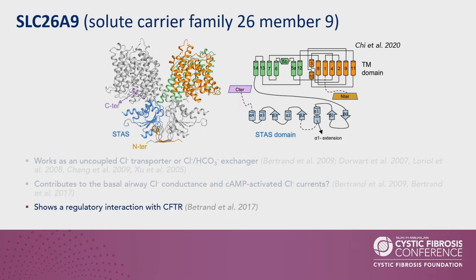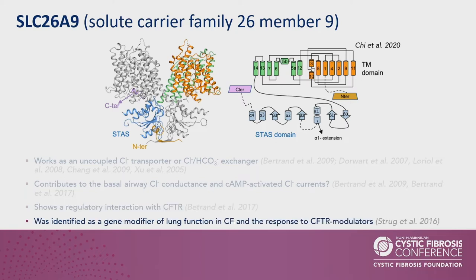A mutual physical and regulatory interaction has been shown for SLC-26A9 and CFTR. And it was recently identified as a gene modifier of the lung function in cystic fibrosis, as well as the response to CFTR modulators, hence why it is currently investigated as a potentially chloride secretory alternative protein to CFTR that, when modulated in the airways, could compensate for the CFTR dysfunction.